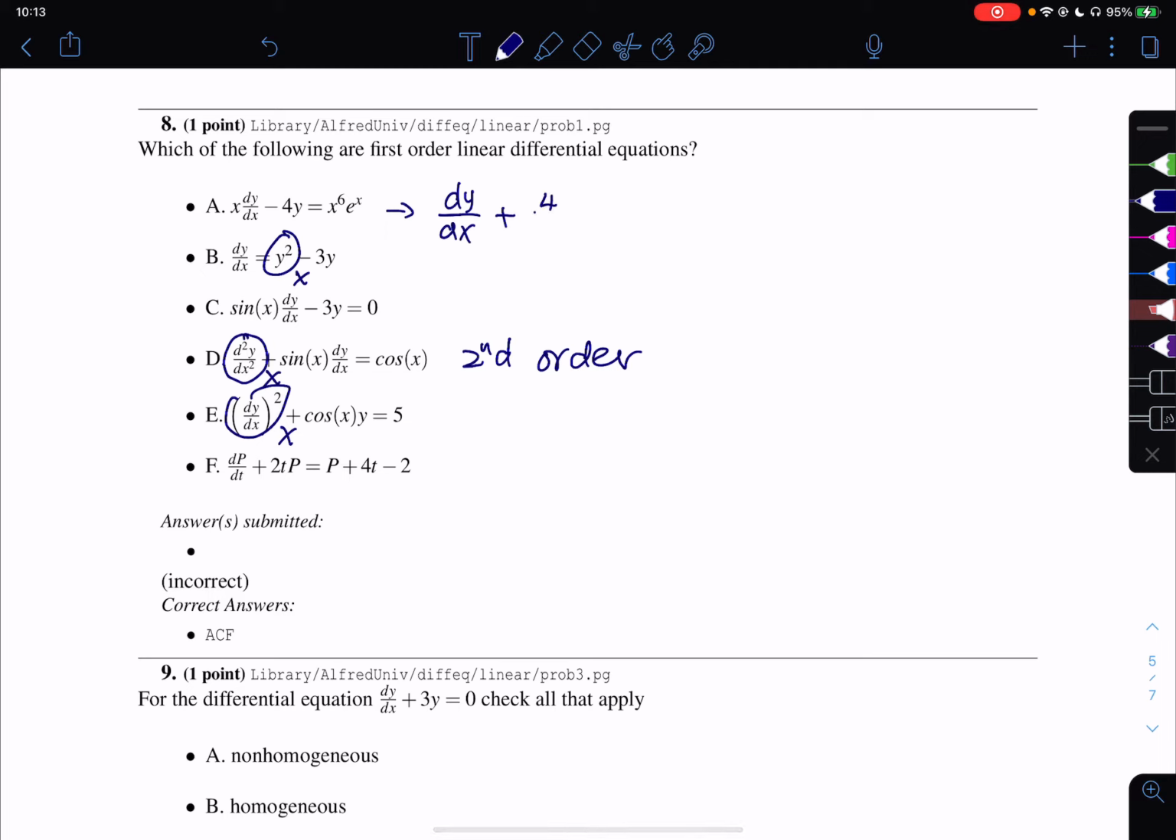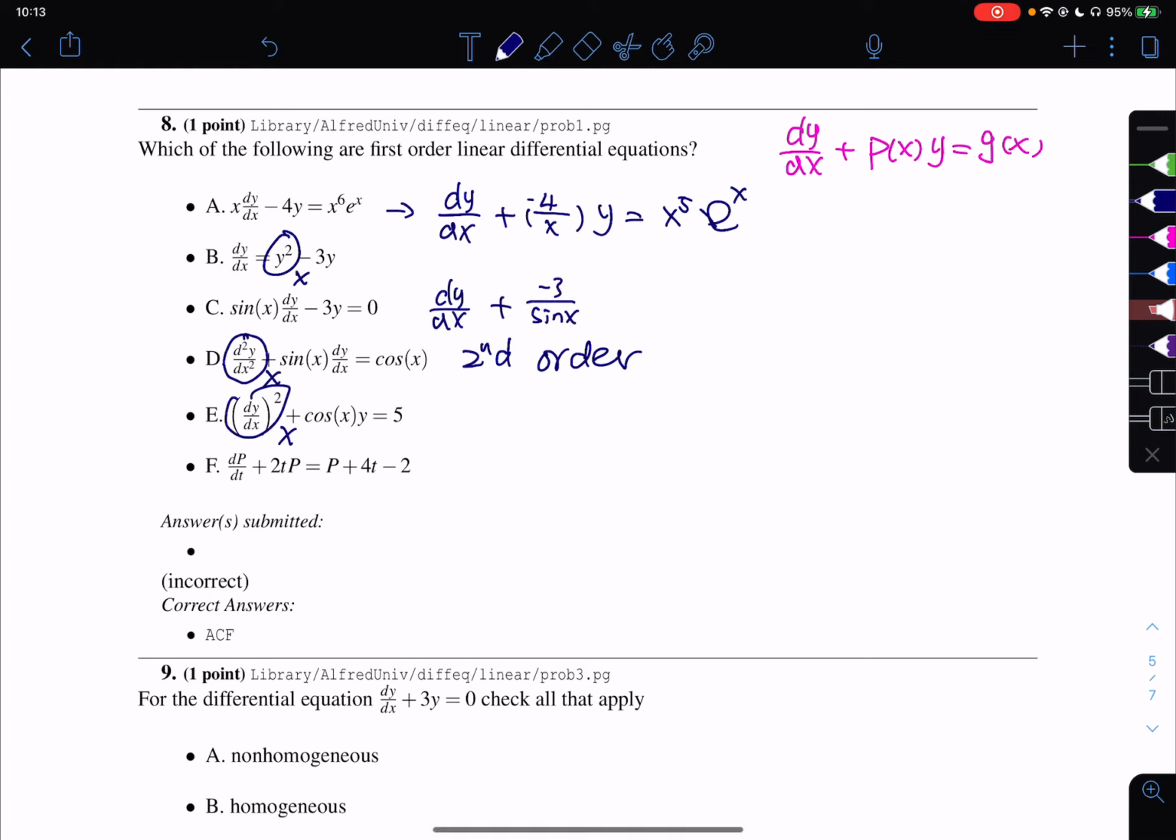I can actually rewrite it into the standard form to help you understand it a little bit better. It's negative 4 over xy, and it's x to the fifth e to the x. So I converted it into the form we prefer you to keep, dy over dx plus p of x times y equals g of x, right? And the next one is dy over dx plus negative 3 over sine x times y equals 0. So it's not just first order linear, it's even homogeneous.